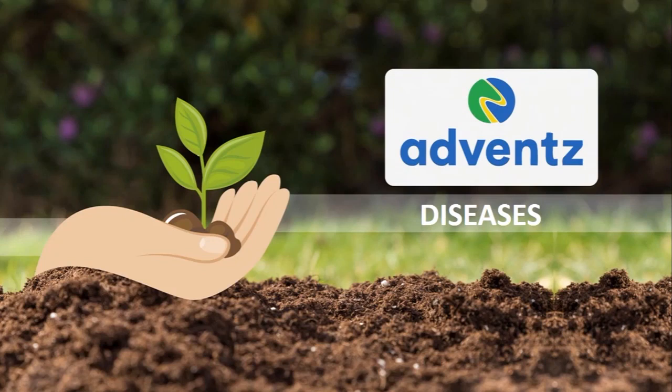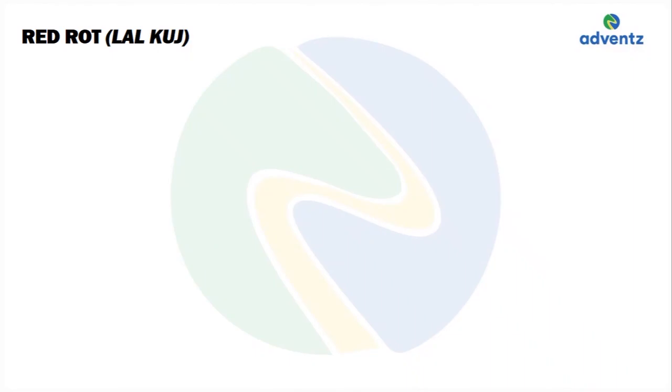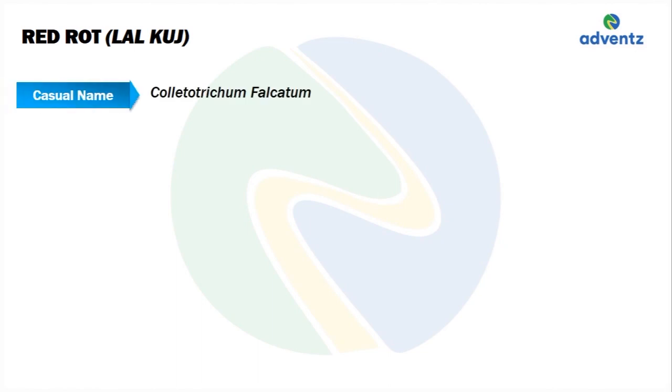In this module, we will talk about the diseases that affect the sugarcane. The first disease that we talk about is called red rot or lal kuch. The causal organism name is Colletotrichum falcatum. The nature of damage that it causes is it causes the sugarcane to split. It is the most common disease of sugarcane and causes severe loss of sugarcane yield and quality.